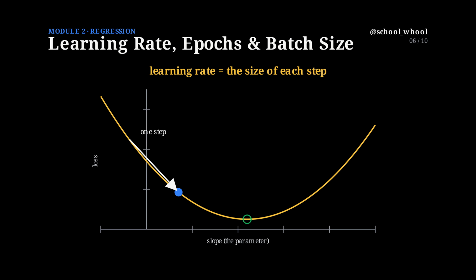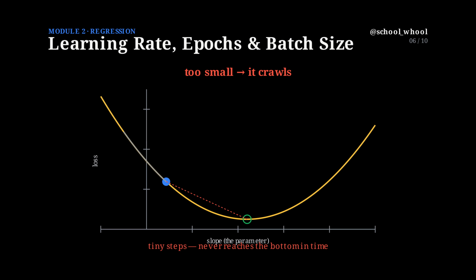Watch. Make the steps too small, and the ball barely creeps down the slope. It is perfectly stable, but painfully slow. It may never reach the bottom in the time you have to train.